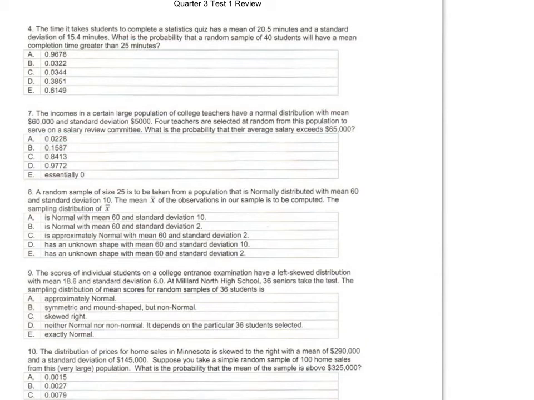All right, so your test is mostly going to cover what we did in Chapter 7 and the very, very beginning of Chapter 8. So you'll notice that many of these first few questions are Chapter 7 related, and then it'll move into a little bit of Chapter 8.